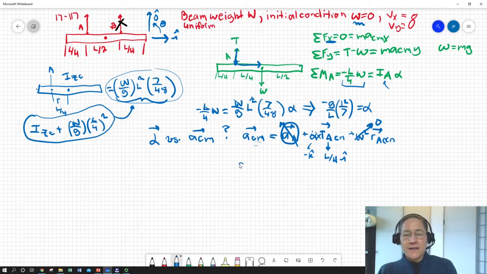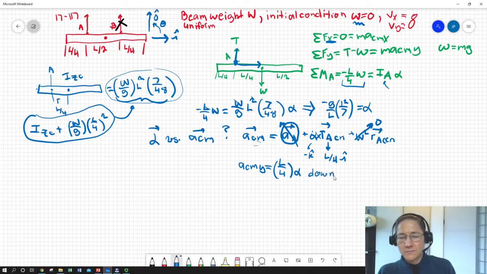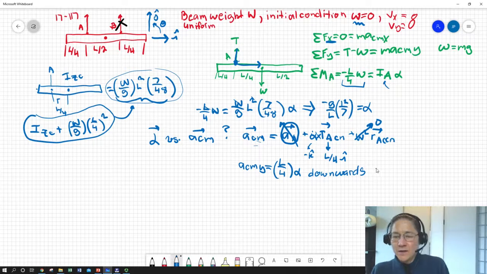So A_CM, acceleration of the center of mass, in the y is just going to equal L over 4 times alpha, and that's going to be downwards. And that ends up being negative g times 3/7.